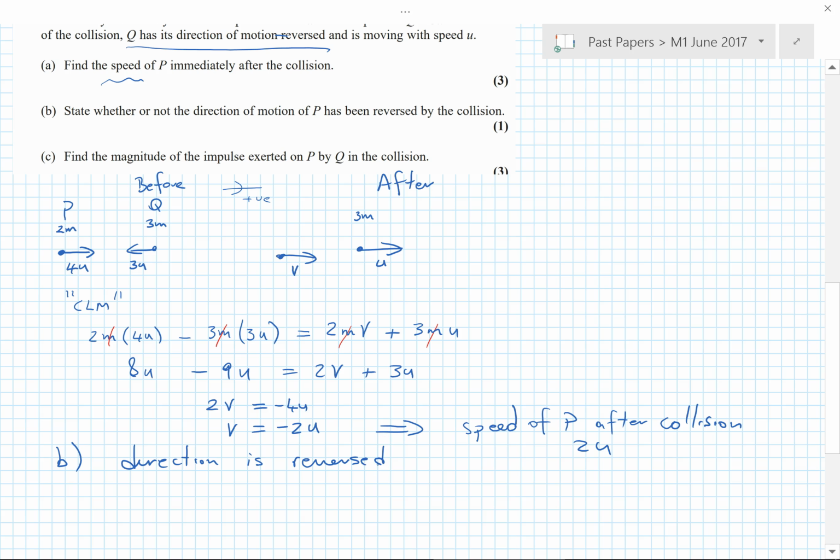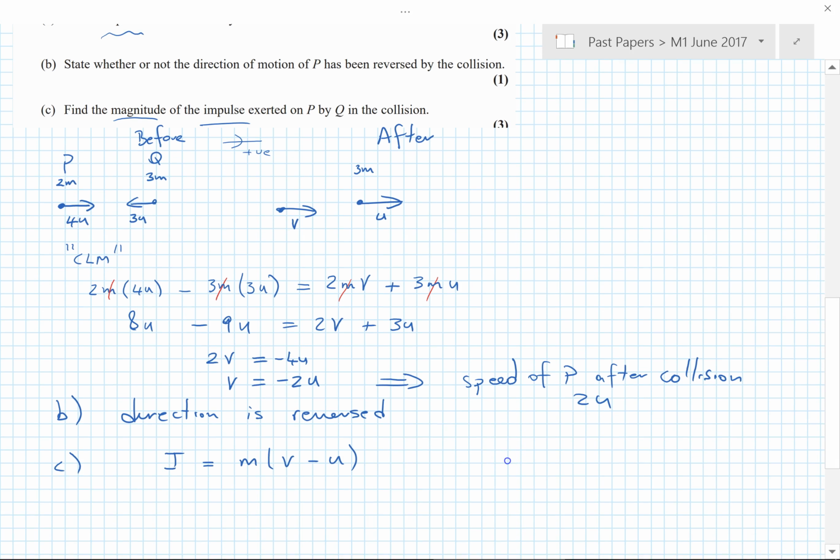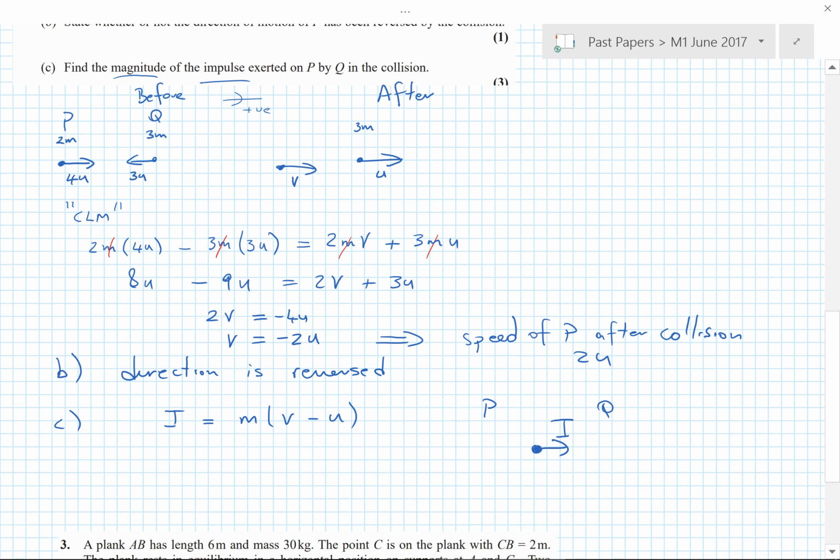Okay, so then we need to find the magnitude of the impulse. That will involve using the impulse equation, m(v minus u). If we do it on P or Q, well, the impulse on Q is positive if we take that as positive, so let's do it on Q.